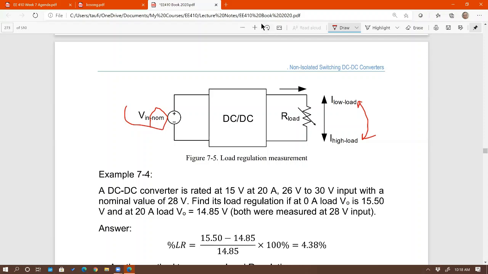Well, actually, no. This is pretty accurate now that I think of it, because I'm drawing it in terms of resistor. When the resistor is low, for a given output voltage, that gives you the highest current. When the resistor is high, you get the low current. So this is actually good. Then at low load, you measure output voltage. At high load, you also measure output voltage. Those output voltages that you measure, average values, are the ones you put into the equation.